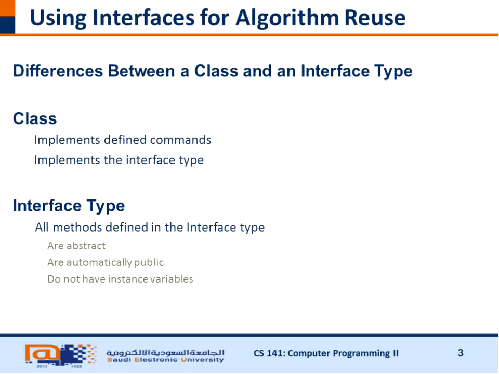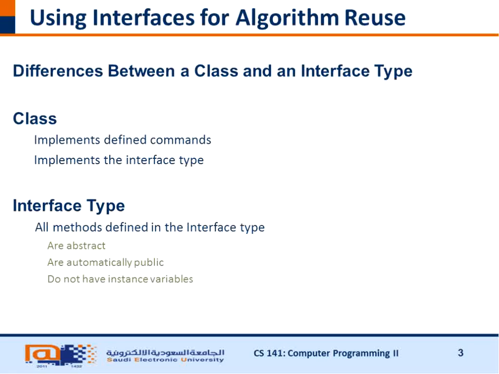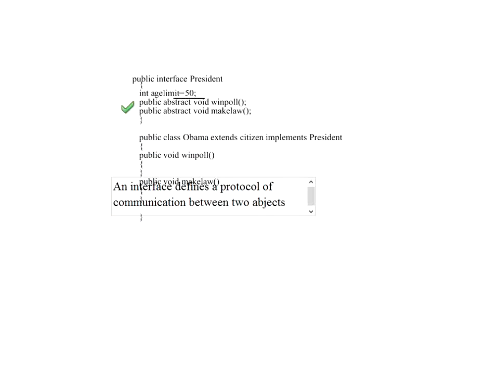It's clear. Now you see, this is the difference between class and interface. It is important to remember that all methods defined in the interface type are abstract. Let's go to the previous slide. Here we have two methods, win poll and make law. These methods are, firstly, abstract, and secondly, automatically public. Going back to the previous slide, you can see these methods are public.